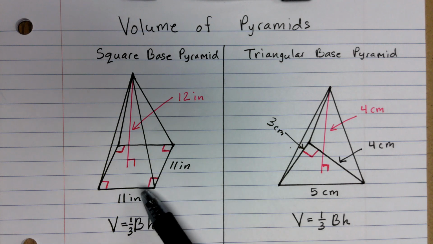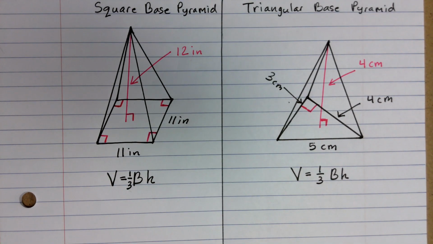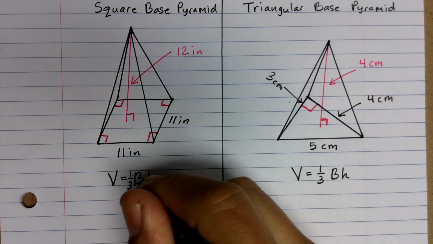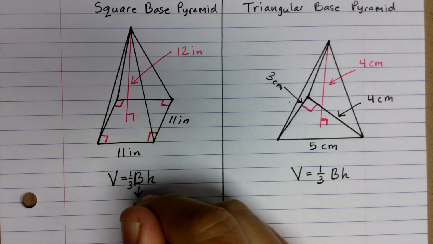So what we're going to do is the square base pyramid first. It's going to be a very similar process with just some minor differences, because one base is a square and one base is a triangle. So I'm going to move this up just a little bit, and starting over here with the square base pyramid, if I want to find the area of the base, which is what big B represents, I'm going to write that down, area of the base.